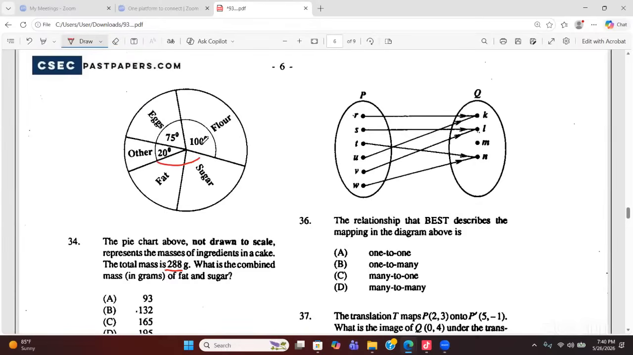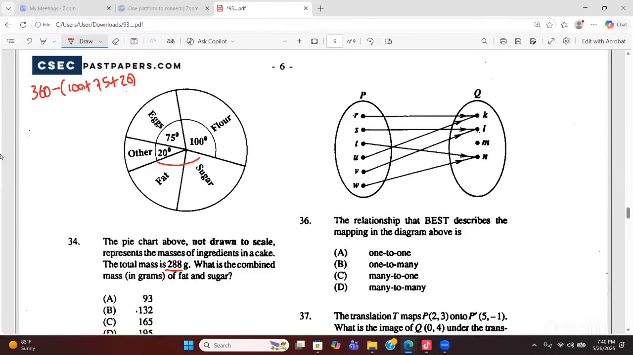We can know the angle because if we take 360 and subtract the sum of 100 plus 75 plus 20, then you're going to get the angle for sugar and fat combined, which is what you want. So this is 195, right? So take your 360, subtract your 195 from that quickly. Tell me what you get.